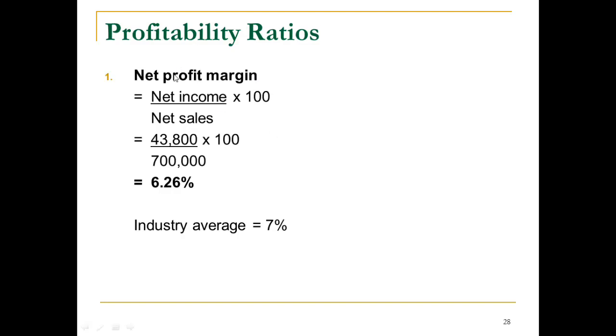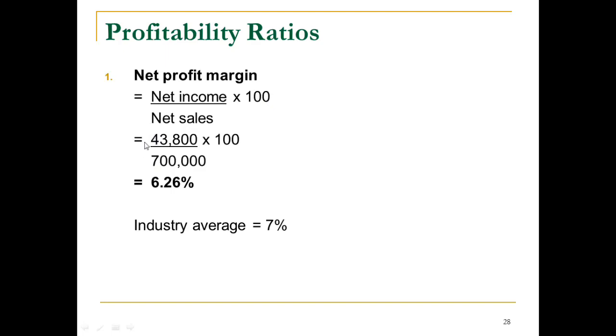For the next ratio, we have the profitability ratio. This profitability ratio is actually about the net profit. The first one is the net profit margin. The net profit margin is simply stating that the company is actually getting about 6.26% net profit margin. So the formula is net income, you divide by sales, then you multiply by 100%.